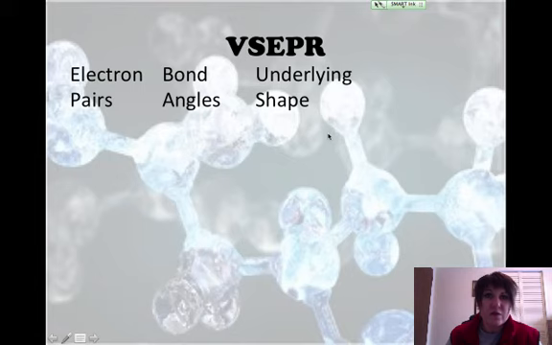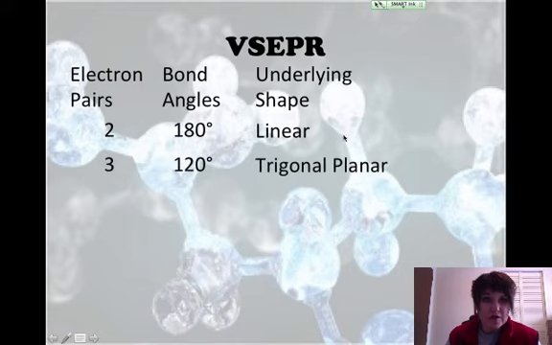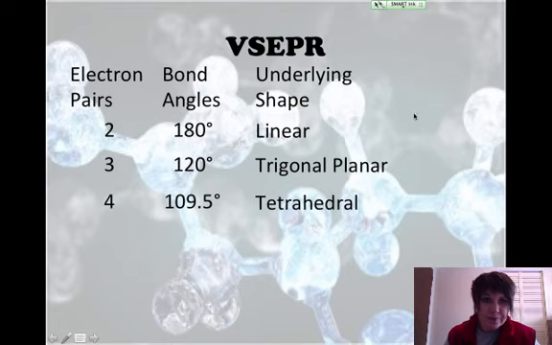So let's have a look at what we mean by this. Suppose you have a molecule with two electron pairs. These bond angles are 180 degrees. The underlying shape would be linear. If you have three electron pairs, then the way to arrange that around a central atom is in angles of 120 degrees, evenly distributed, and that would have a trigonal-planar shape.